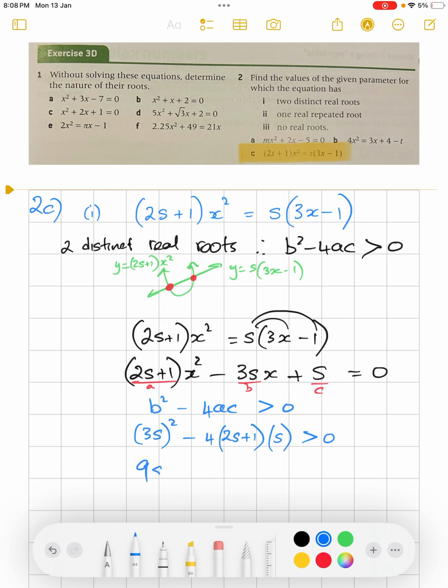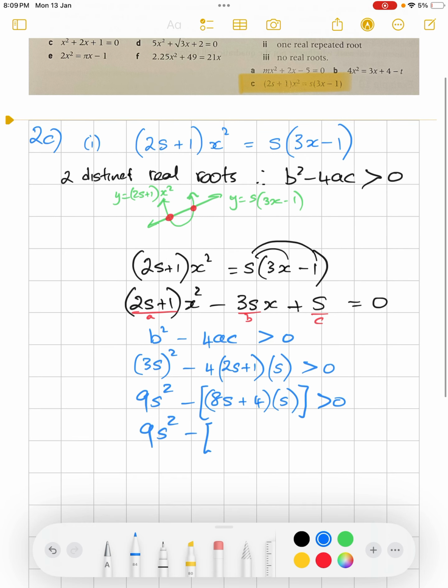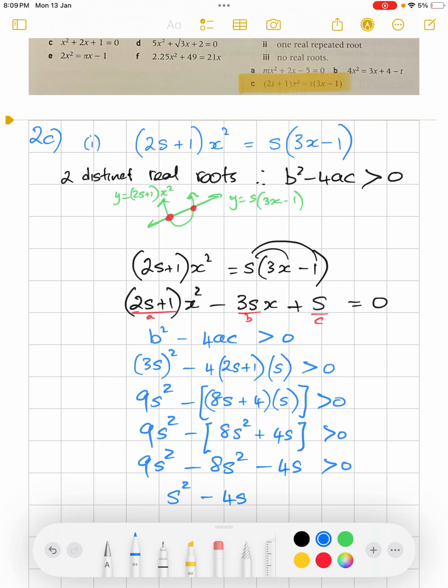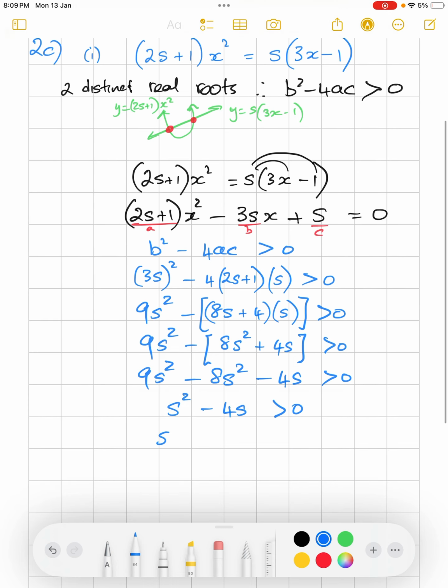So let's look at 9s squared minus 4 times (2s + 1) times s. So 9s squared minus, let's just work this out to be 8s squared plus 4s. So 9s squared take away 8s squared take away 4s, just removing brackets. We've got s squared take away 4s greater than 0. Now that's s(s minus 4) greater than 0.